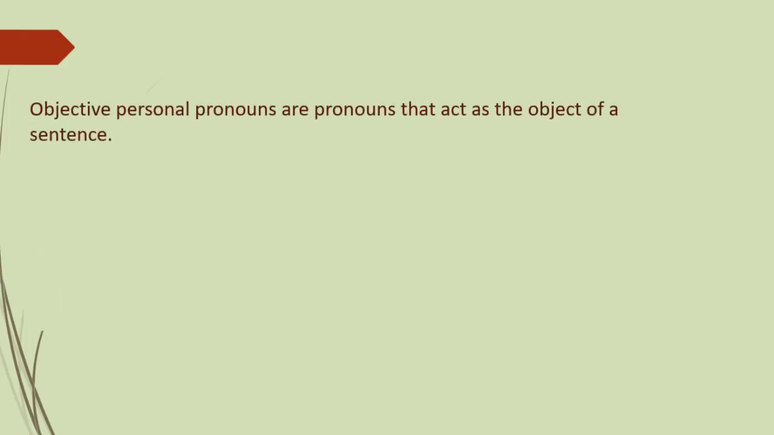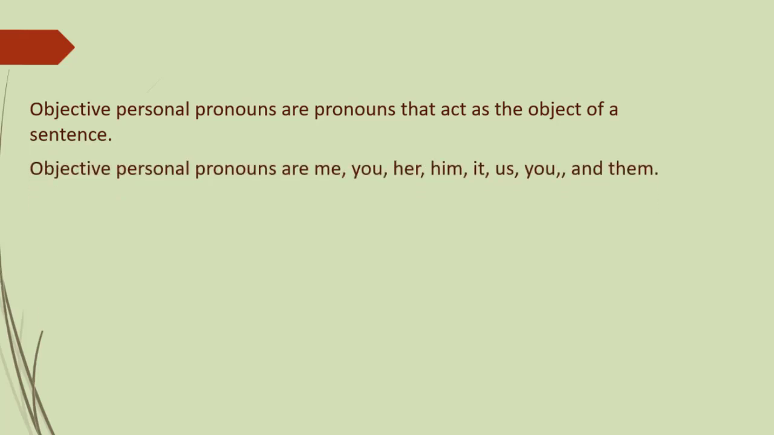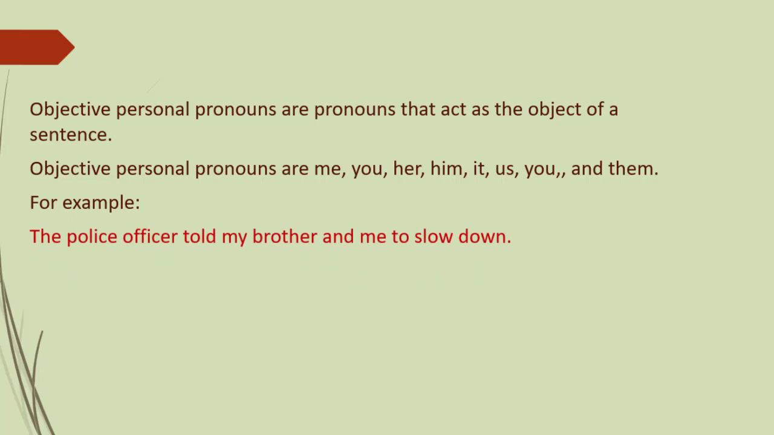Objective personal pronouns are pronouns that act as the object of a sentence. Objective personal pronouns are me, you, her, him, it, us, and them. For example, the police officer told my brother and me to slow down.